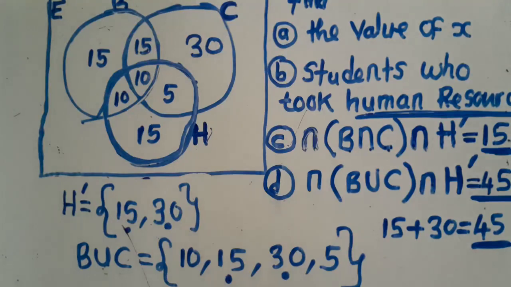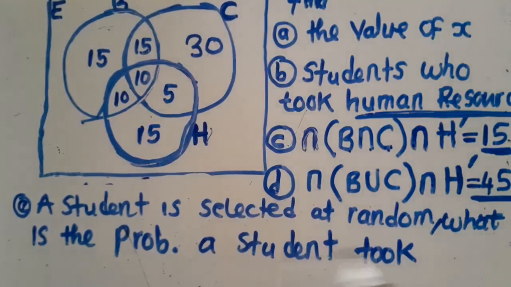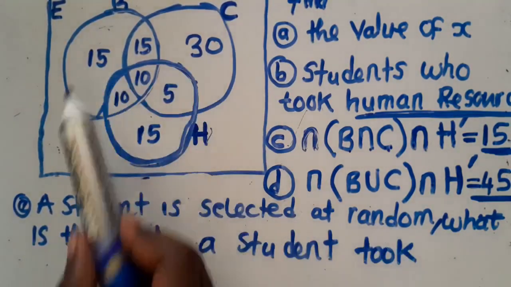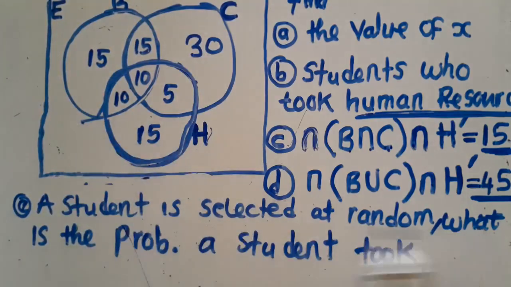Let us now look at another question under this part. This is a question that I've just included. It is saying a student is selected at random. So we select a student at random. What is the probability? I've just abbreviated probability. What is the probability that a student took?